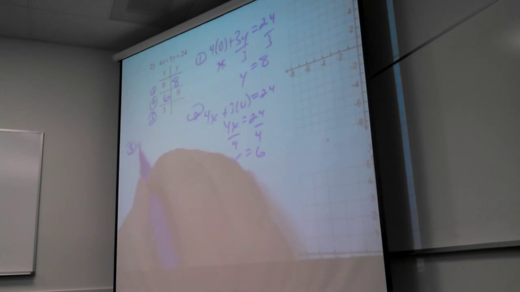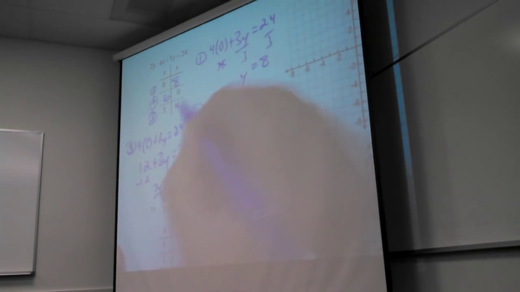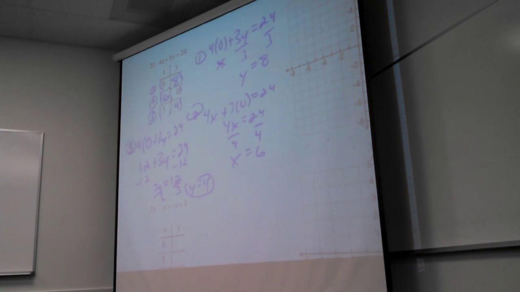So what do we got? 4 times 3 plus 3y equals 24. 4 times 3 is 12. Plus 3y is 24. Subtract 12. 3y is 12. Divide by 3. Y is 4. So put 4 right there. Now I've got my collection of points: 0, 8; 6, 0; and 3, 4. I got my 3 points I can graph.